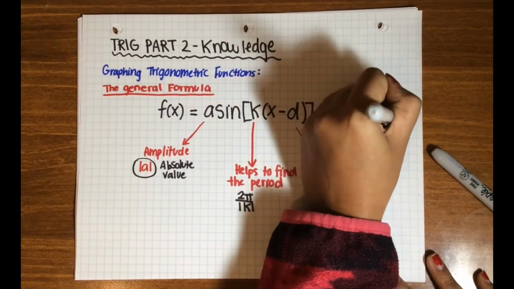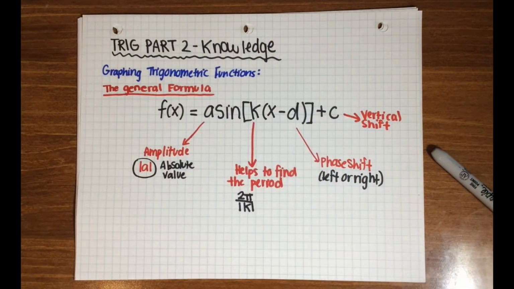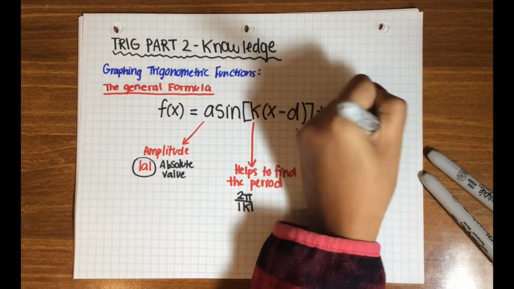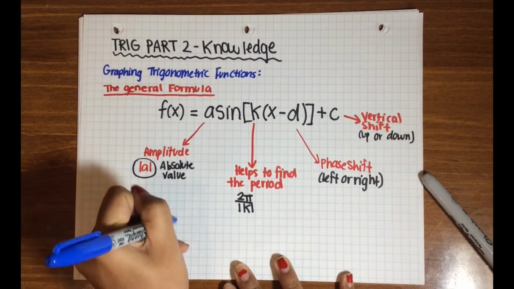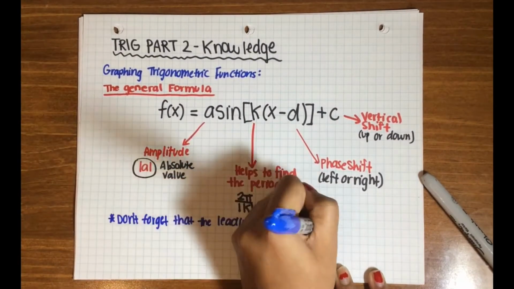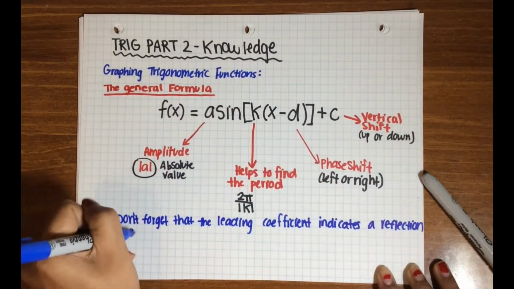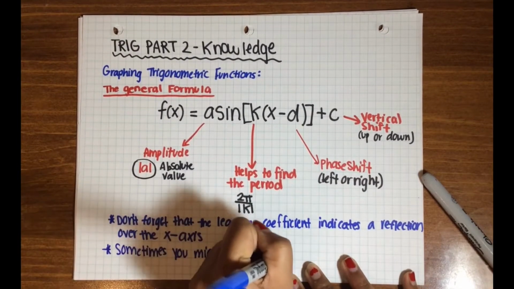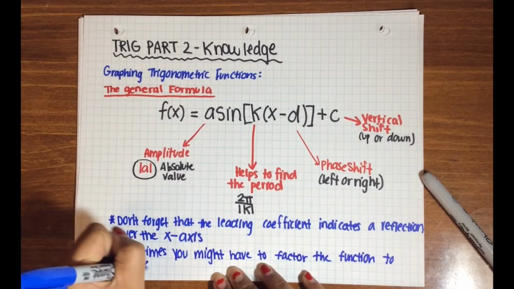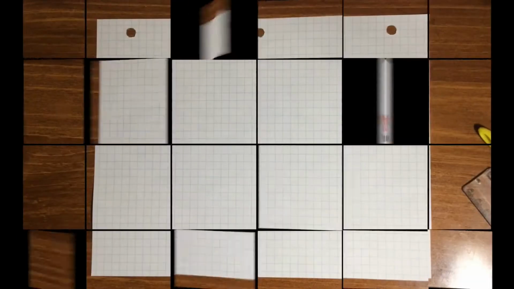Lastly, we have the vertical shift. The vertical shift indicates whether the function moves up or down. The direction it moves is determined by the plus or minus sign. Don't forget that a negative sign in front of the leading coefficient indicates a reflection over the x-axis. As well, be aware that sometimes you might have to factor the function in order to get the k value.